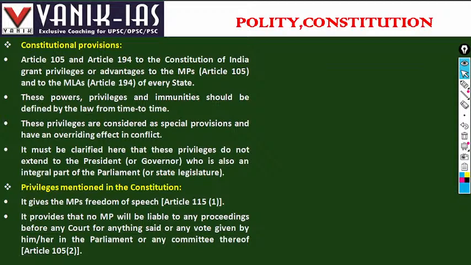This is not for the president. The president and the governors of the states are not under these terms and conditions. It gives MPs freedom of speech under Article 105. It provides that no MP will be liable to any proceeding before any court for anything said or any vote given by them in parliament or in a committee thereof, under Article 105(2) of the Constitution.